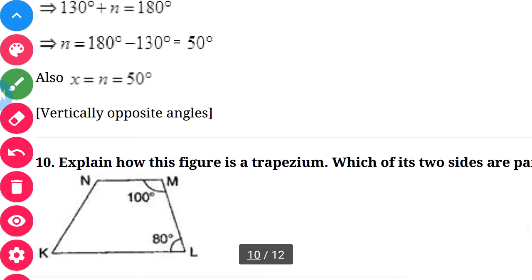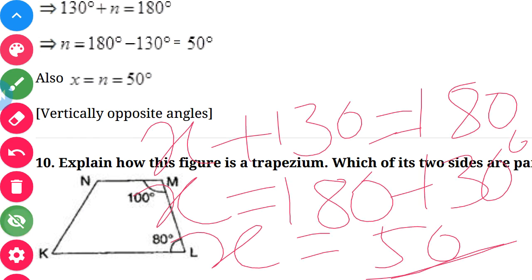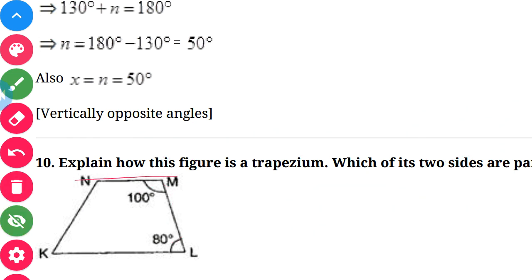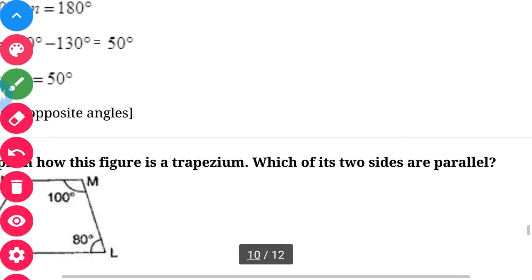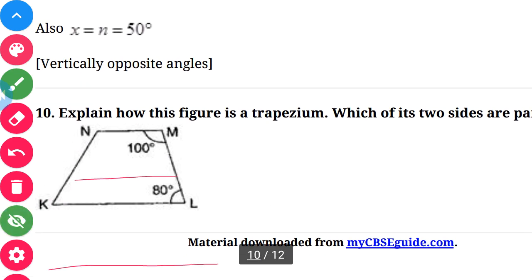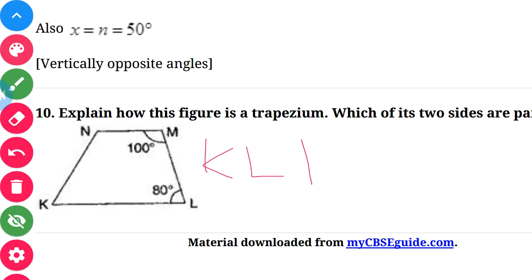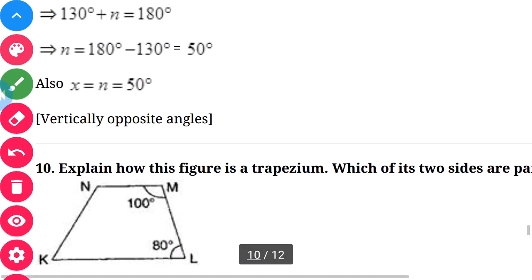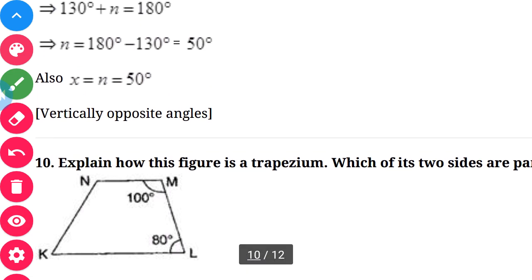Now the 10th one is again a trapezium. Here you need to understand the property of a trapezium, children. Only a single pair of opposite sides is parallel. That is, KL is parallel to MN. So here, if you just see which two sides are parallel, you can easily find it, see here, children. KL is parallel to MN. Only this much you're going to write. You need to explain this. That's it.